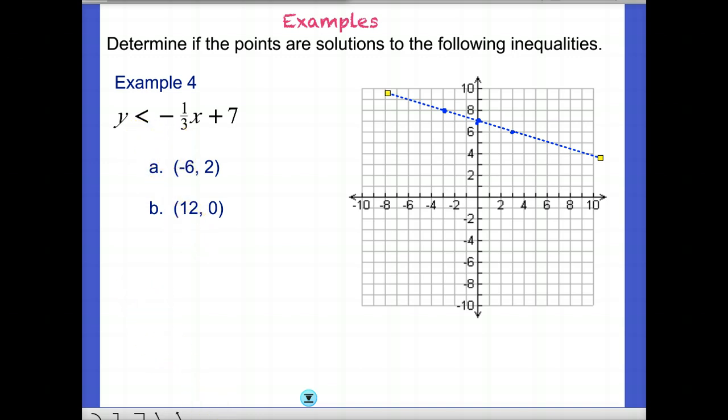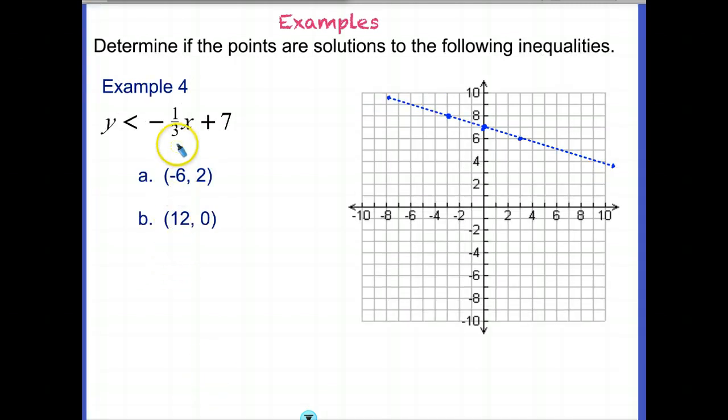Now let's figure out our shading. My y values need to be less than this function. Well, here's my function. The y values that are less than the function are all going to be down here. Okay, now let's see where these points fall. So let's mark those. Negative 6, 2 falls right here. That's definitely in my solution area. But 12, 0, well, that's a bad point because that's way out here. Can't really tell.